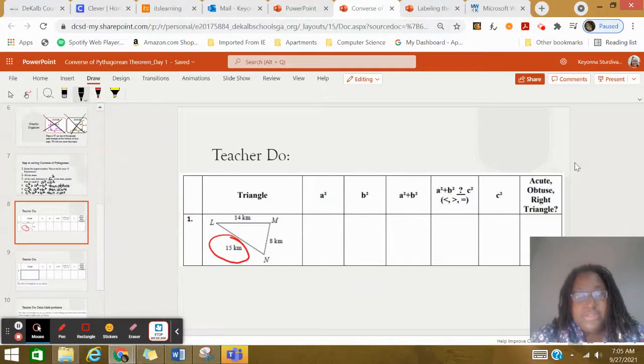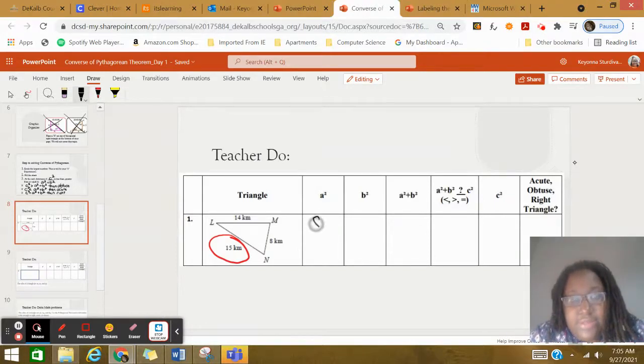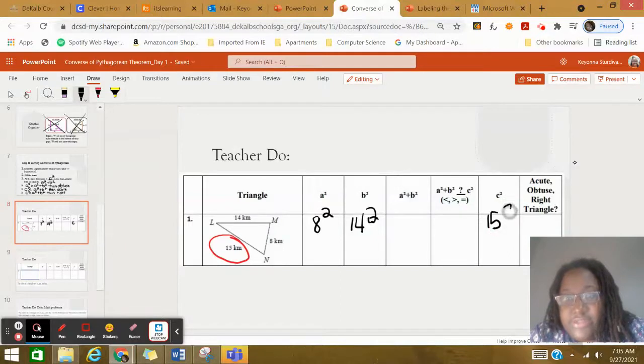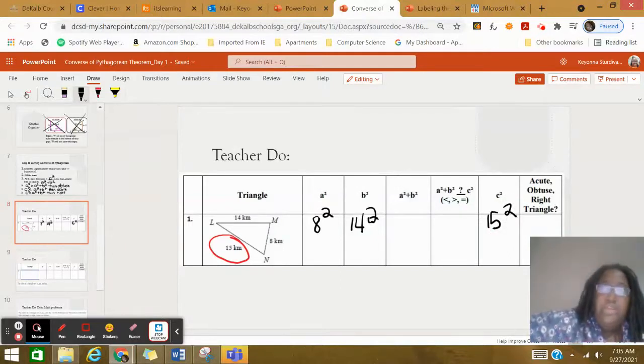First, they're asking us to square A. You can pick 8 or 14, it doesn't matter. I'm just going to plug 8 here. So 8 squared here. Then I got 14 squared. And remember, I went ahead and circled my C. So my C in this case is 15. I'm going to put this down here where it says C squared. So 15 squared. So now we're going to actually simplify our values.